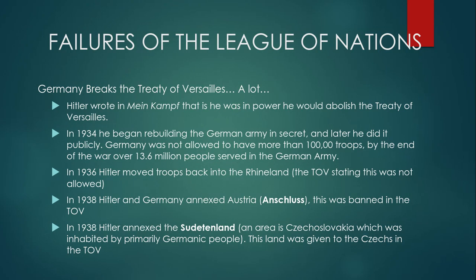1936, Hitler moves troops back into the Rhineland. The Treaty of Versailles stated this was not allowed. But again, the League of Nations just does nothing. They're practicing appeasement.